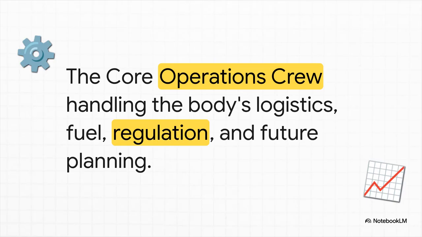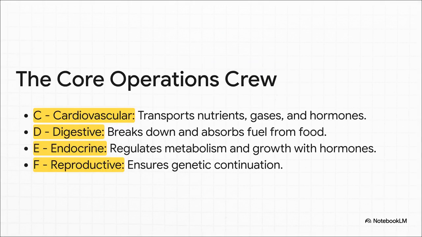Okay, we're going to pick up the pace a little bit. Let's bundle the next few letters together, because you can think of them as the body's essential operations crew. They handle all the behind-the-scenes work. You ready? Here's the rapid-fire rundown. C, the cardiovascular system, that's your internal superhighway, delivering everything everywhere. D, the digestive system, that's the power plant, turning food into fuel. E, the endocrine system, it's like a wireless network, sending out hormones to manage growth and metabolism. And F, the reproductive system, that's all about ensuring the master plan gets passed on, an incredible team.